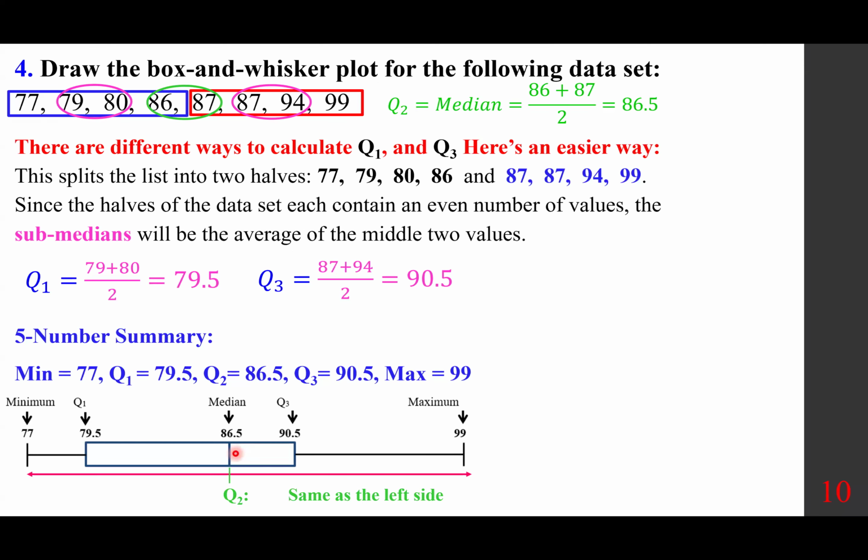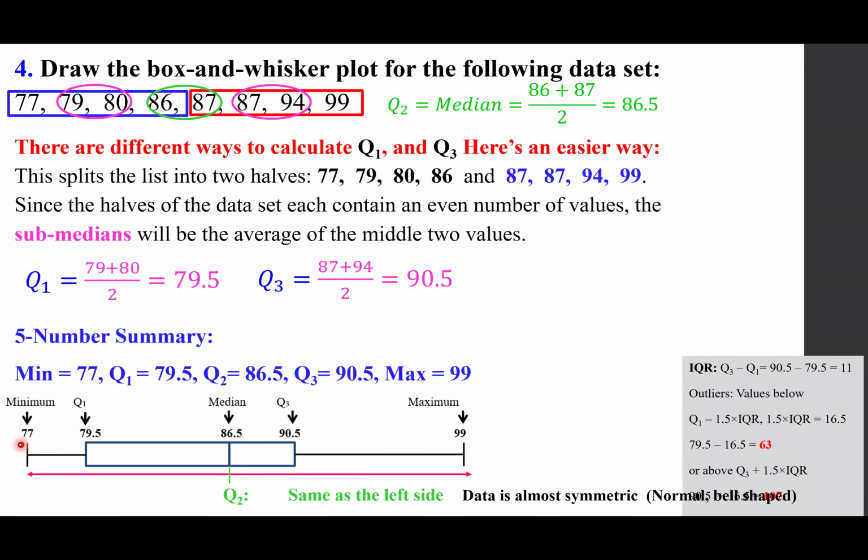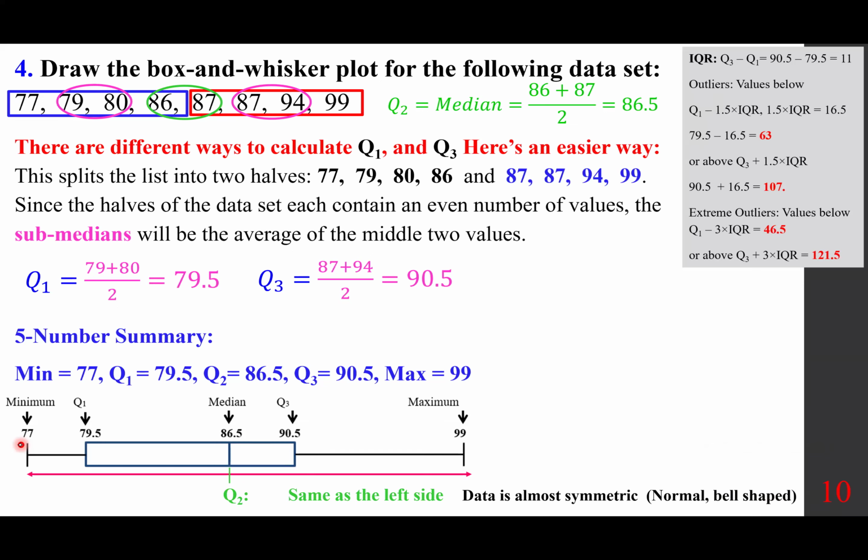Now, from Q2, if we draw a line from Q2, you notice the left side and the right side are almost the same. So data is almost symmetric. That's why they call it normal or bell shape. So if you were to graph, it looks like this. Symmetric, normal, bell shaped.